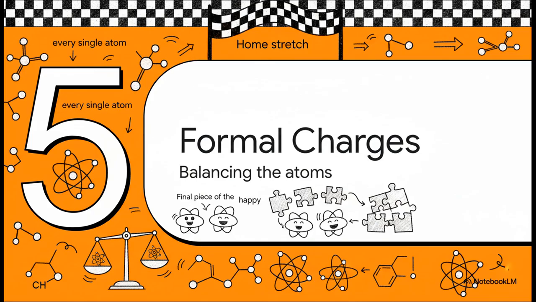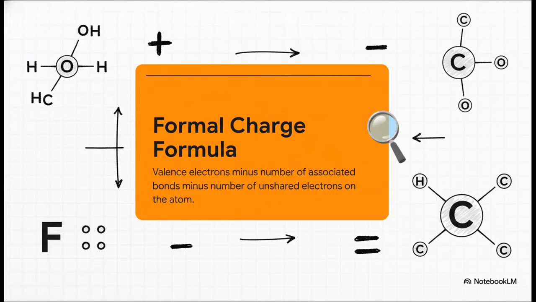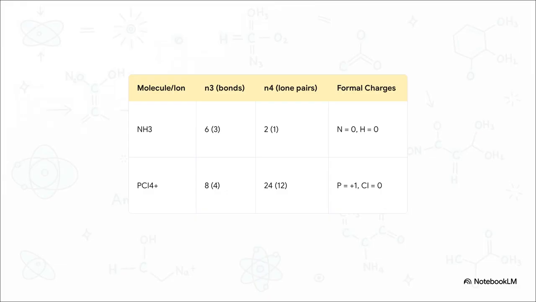Moving right along to section 5, calculating formal charges. Think of formal charge as a way to balance the chemical books for each individual atom. It's how we check our work. The formula is beautifully simple subtraction. Take the normal valence shell electrons that an atom should have, minus the number of bonds currently touching it in your drawing, minus the number of unshared lone pair electrons sitting right on it. That's it. Check this out.